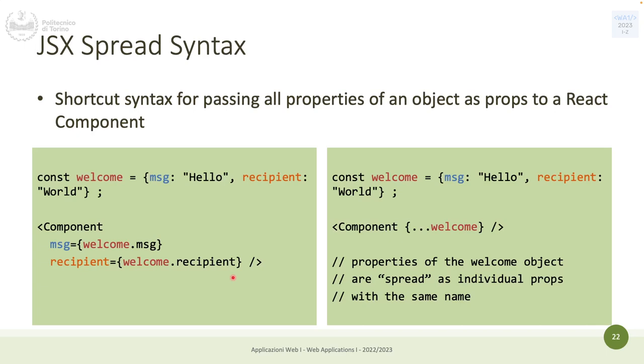And there is also a spread syntax that can be used in JSX that is a shortcut for passing all the properties of an object as props. Instead of listing all the properties, welcome.message, welcome.recipient, welcome.whatever, you can write three dots welcome and it will pass all the properties of welcome as the equivalent properties. So if welcome has a msg value, it will give you a prop that's called msg, etc.